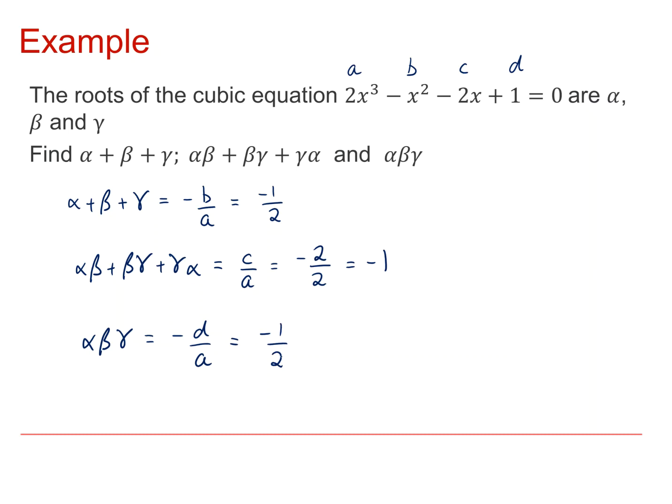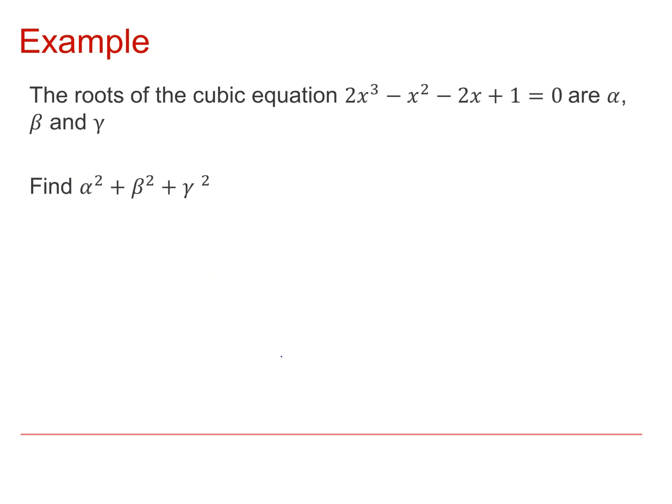Those were straightforward examples, but we can also use a few tricks to find less obvious values. Here we're asked to find alpha squared plus beta squared plus gamma squared, and it looks as if we'd have to find alpha, beta and gamma and square them and add them.